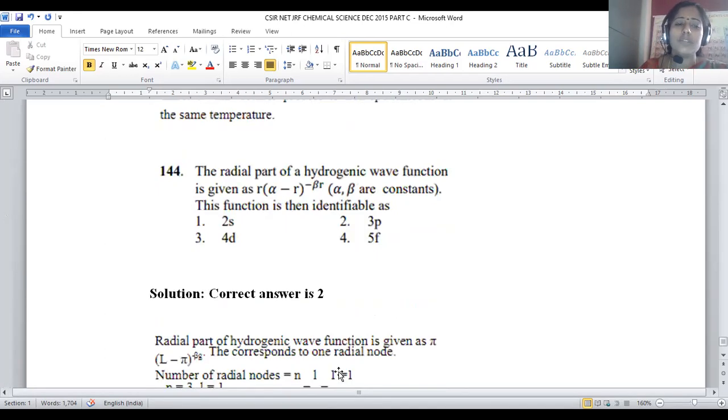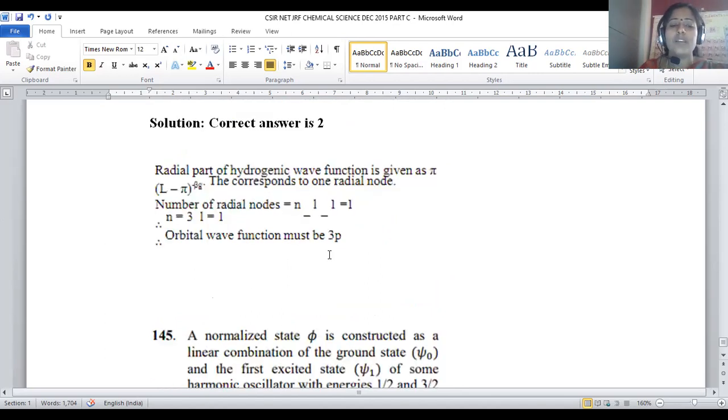Let us move on to question number 144. The radial part of the hydrogenic wave function is given as r into alpha minus r, e to the power minus beta r. Alpha and beta are constants in this. This function is then identifiable as which orbital? If the radial part is provided, from this radial part it is possible to depict its orbital. Which orbital is it?